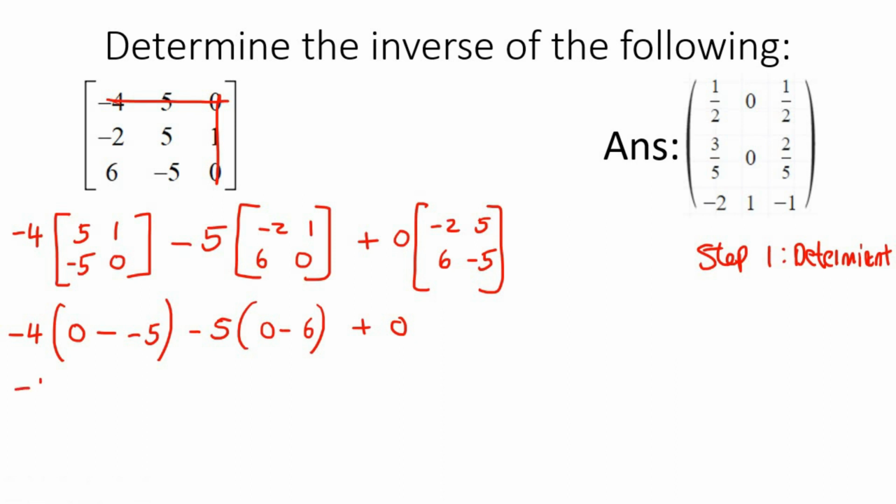Now we're just going to quickly simplify. So 0 plus 5 is 5, because that becomes a plus, right? And then -5 times -6, and then plus 0. So that's going to be -20, and then this becomes positive 30, so positive 30, and so the answer is 10.